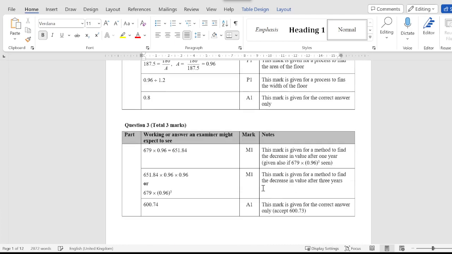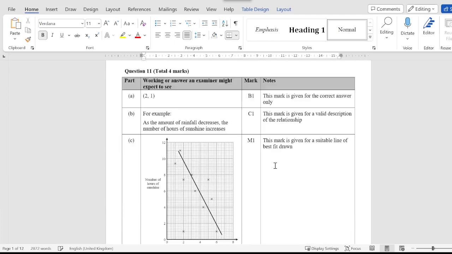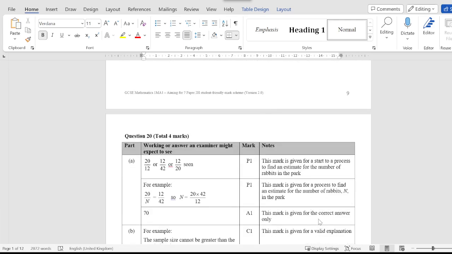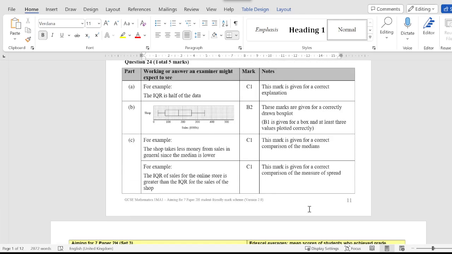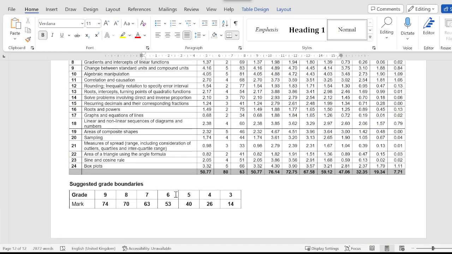Okay, so if we just quickly go to the back page again. There we were, and then suggested grade boundaries are 74 for a 9, 70 for an 8, 63 for a 7, 53 for a 6, 40 for a 5, 26 for a 4, and 14 for a 3.